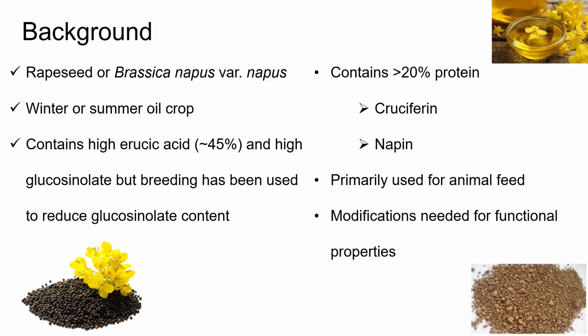The oil meal protein that is received after extracting the oil generally has more than 20% protein, and it has cruciferin and napin as the main protein fractions. Mostly they're still used in animal feed, but they have seen that it has all the sulfur containing amino acids, 95% biological availability, and it also needs some functional modification to use it in other food products.